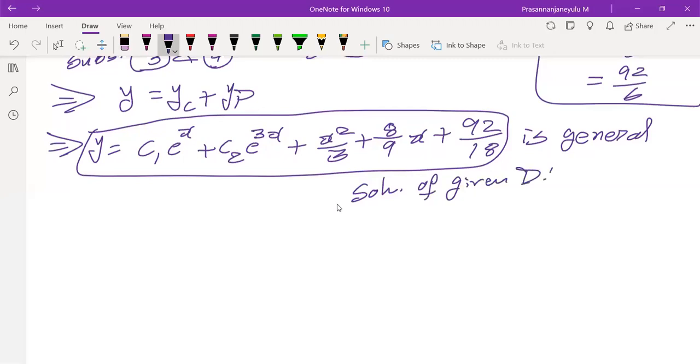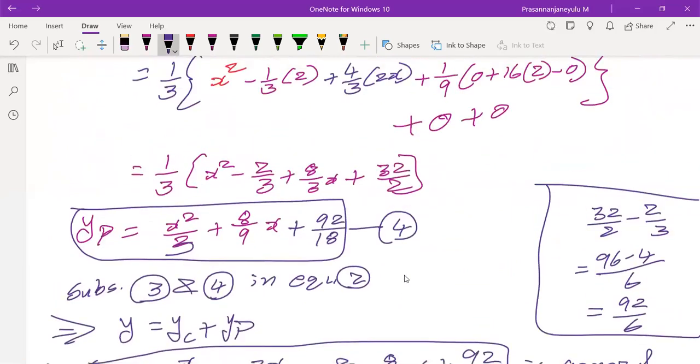8 by 9. Okay, let me check. Yes. Sorry, it is no. It is 8 by 3x. Check here. It is 8 by 3x multiplied with 1 by 3, so 8 by 9x. Okay, 2 more minutes here.